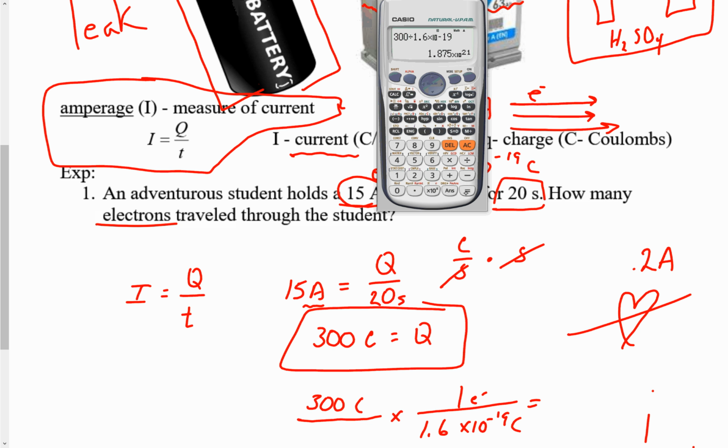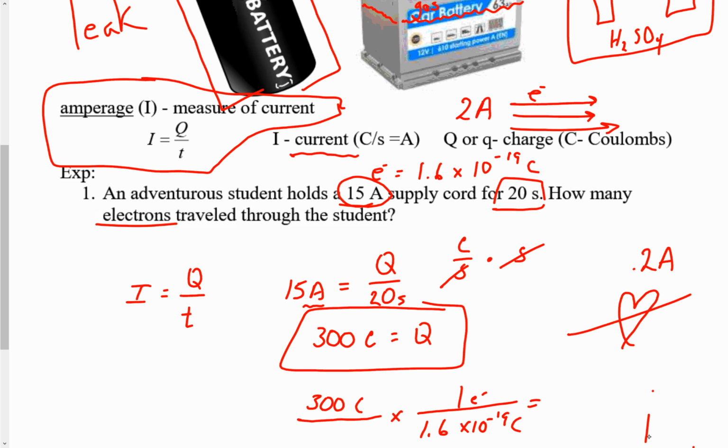Look at that number. 1.9 times 10 to the 21 electrons flow through. That is a tremendous amount of electrons. But remember, electrons mass-wise are very small. They have a very small charge. So you can hopefully understand this difference between charge and electrons.